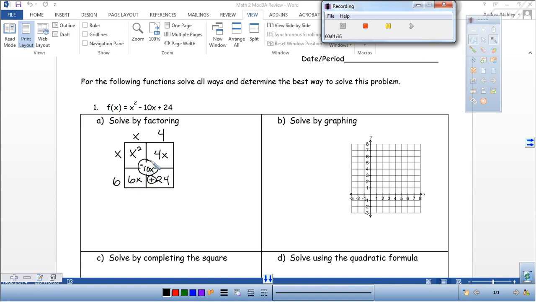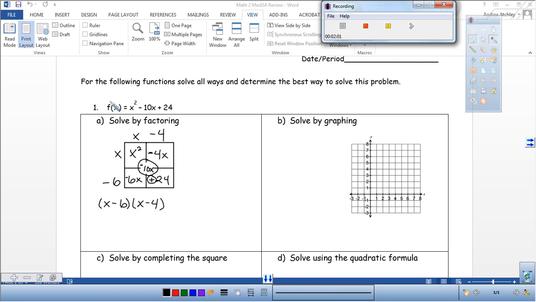But I don't just want 10, I want negative 10. So that means the 4 and the 6 both need to be negative. That would also give me this 4 and this 6 being negative, because negative 4 times negative 6 does give me that positive 24 here. So then my factors are x minus 6 times x minus 4.